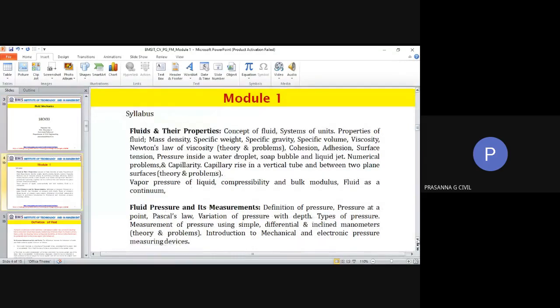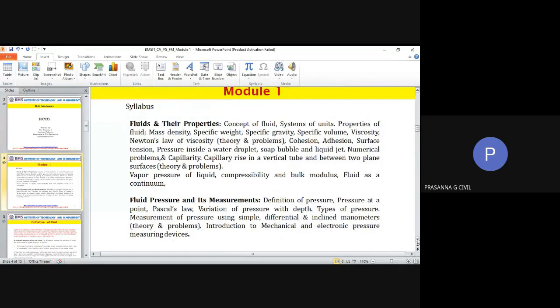We had briefly looked at the syllabus yesterday. So in the first module, you will be studying about fluid properties. You will be studying about pressure inside a droplet, a soap bubble, or a liquid jet. You will be having capillarity and problems based on that. You will be studying about pressure, Pascal's law, and the variation of pressure with depth, how pressure can be measured with various devices like manometers or electronic pressure measuring gauges. Since we have looked at the syllabus in brief, we will immediately go to the first topic.